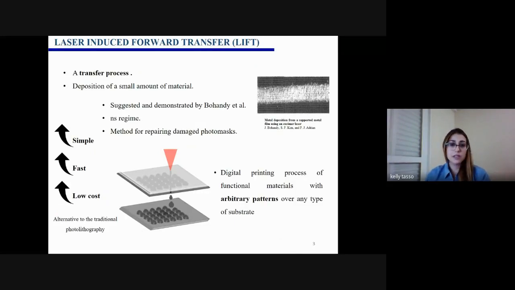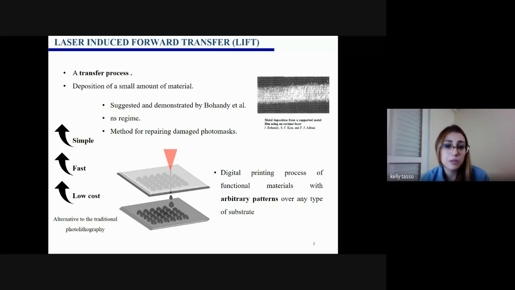I'm going to talk about the laser induced forward transfer, or just LIFT. That is a process that allows, with high resolution, the deposition of a small amount of material in solid or liquid phase. In the process, a thin film, which is the donor material, is placed in close proximity to an acceptor substrate, and the laser is focused on the interface of the substrates, ejecting and printing materials by the absorption of the laser pulse.